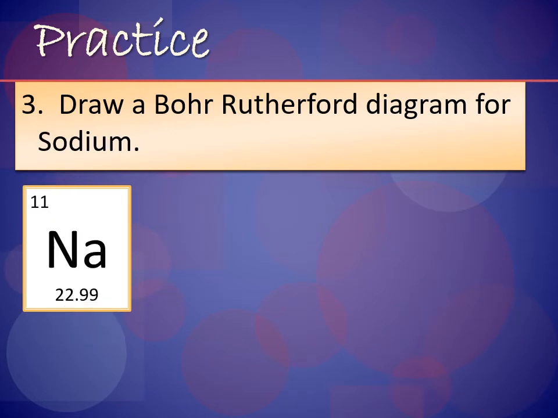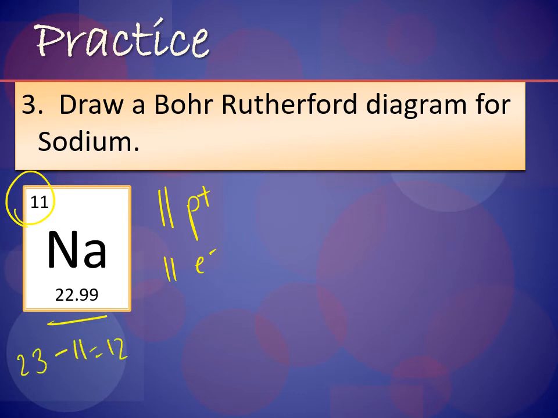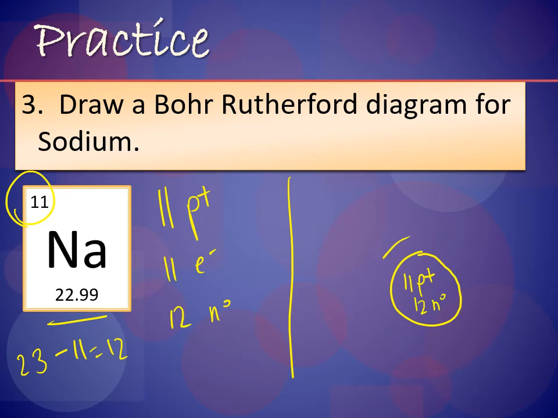Okay, this is a Bohr Rutherford diagram for sodium. So again, 11 protons, 11 electrons. That comes from the atomic number. The mass is 23. Subtract 11 is going to give you 12. So 12 neutrons. I'm going to start off by drawing my nucleus. Inside my nucleus I have 11 protons and I have 12 neutrons. My first shell I'm going to draw 2 electrons.